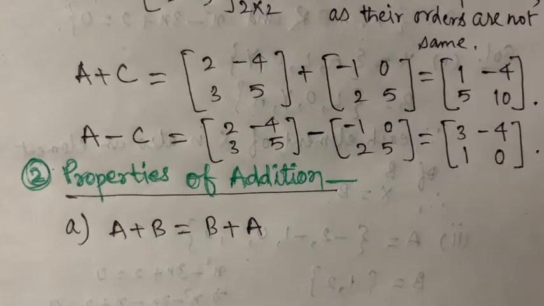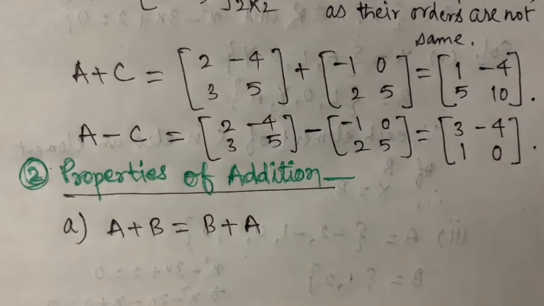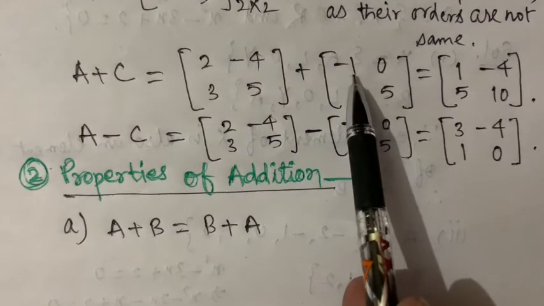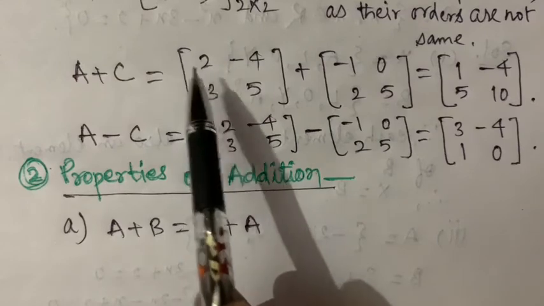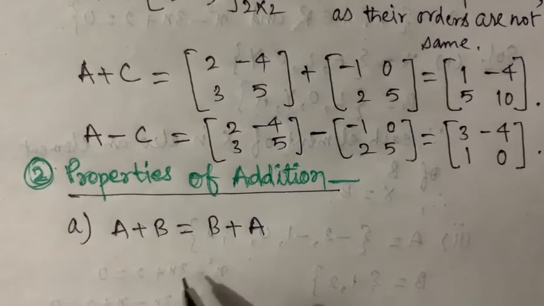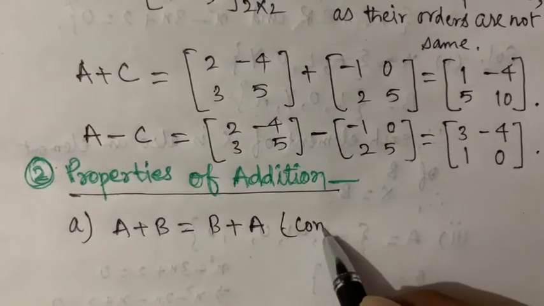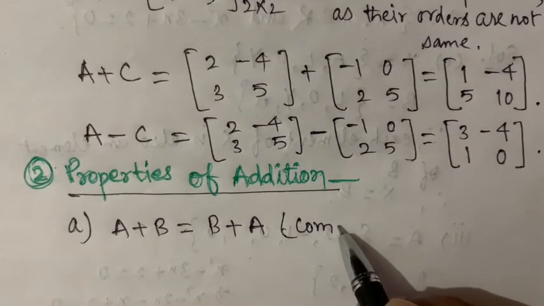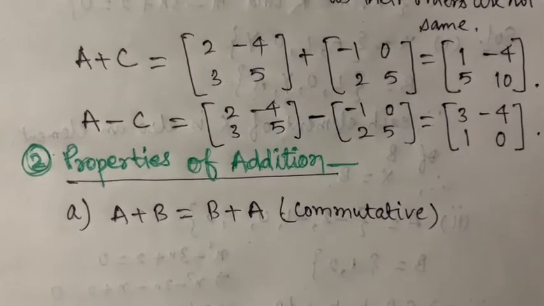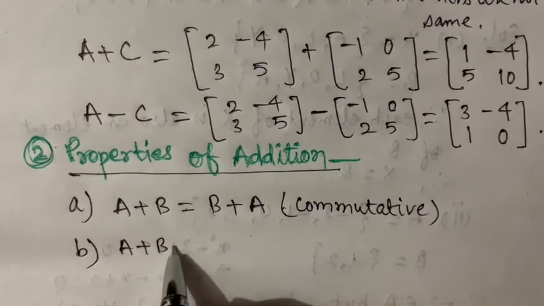In fact, they are added randomly. Corresponding elements are added, but first and second does not matter. If we see here 2 and minus 1, if minus 1 plus 2 or 2 minus 1, both will have the same result, so it is of no matter. This property is known as commutative property. That means matrix addition is commutative.